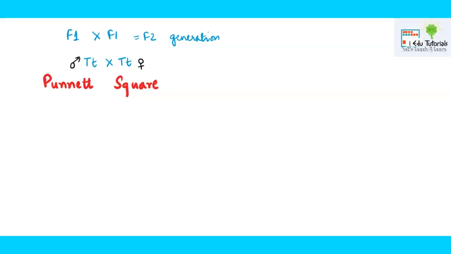So we will follow first the same process of writing a genetic cross. We will write the parents here. Here one parent is capital T small t and we have considered it to be the male, and another parent is capital T small t and that we have considered as the female. Now what is going to happen? The next process will be the formation of gametes.